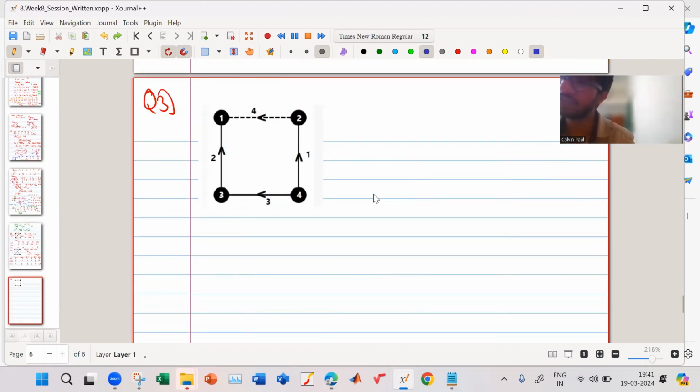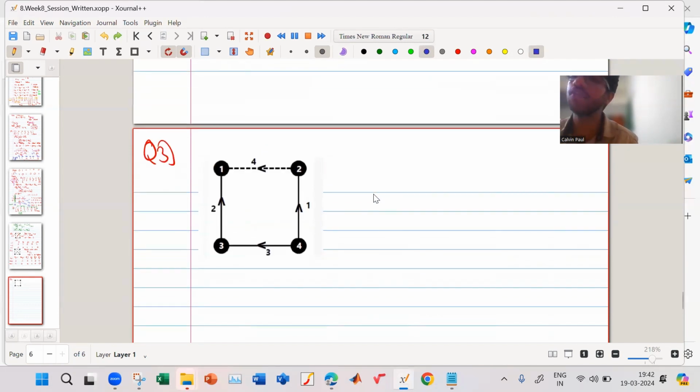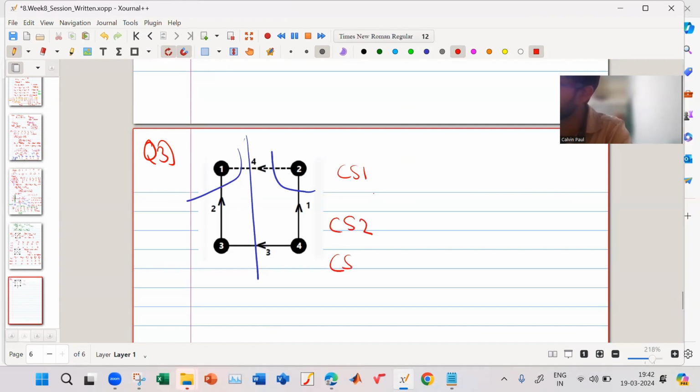So let us go to this question. Again over here, we have to find the cut sets. What will be cut set 1? How will I draw cut set 1? At the branches 1 and 4. Cutting 1 and 4. Cut set 2: 2 and 4. Cut set 3: 3 and 4. Straight. So this is my cut set 1, cut set 2, cut set 3.